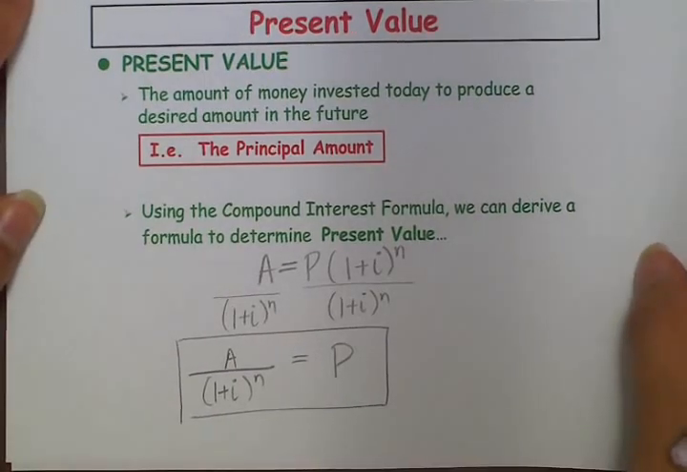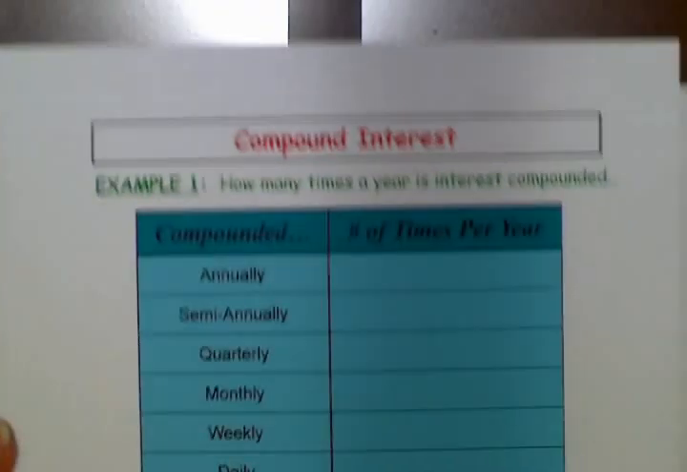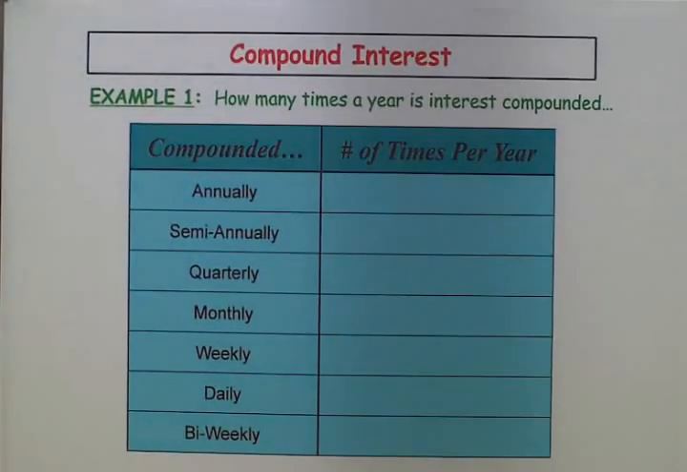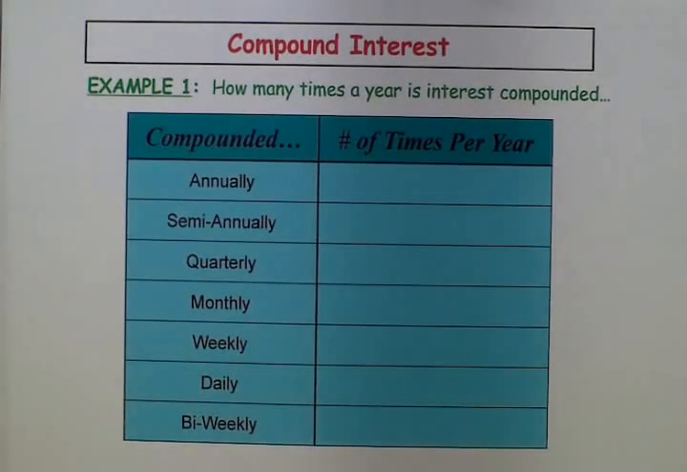Okay, let's look at some examples. Here's our first one. And the first example says, how many times a year is interest compounded? Annually, semi-annually, quarterly, monthly, weekly, daily, or bi-weekly.